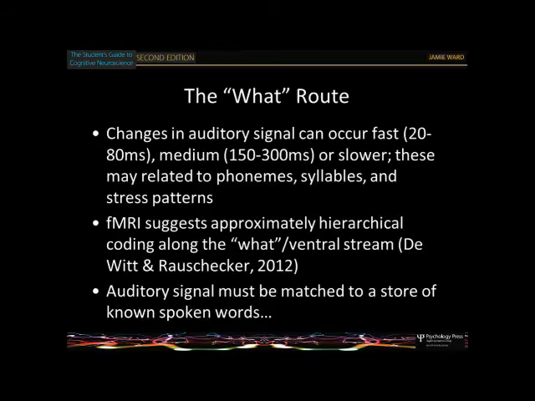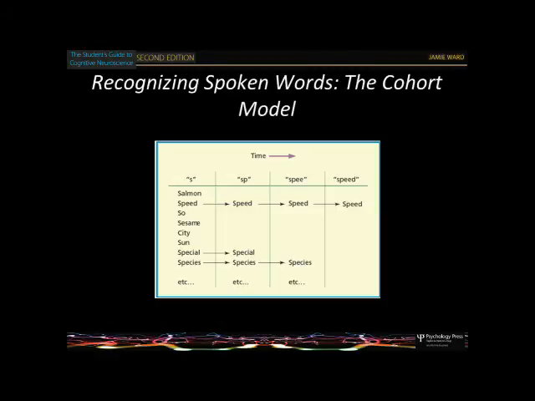So you can do this one of two ways. You can either map it onto an auditory store of what the words sound like, or a motor store. So you've got these two ways of doing that potentially, that stem out of these two routes out of the auditory cortex. But that's the idea behind the what route, that you're matching these sets of phonemes and syllables onto a stored set of what words sound like.